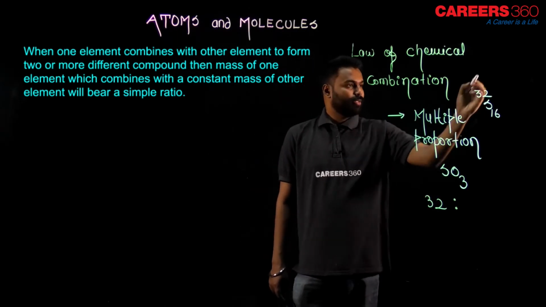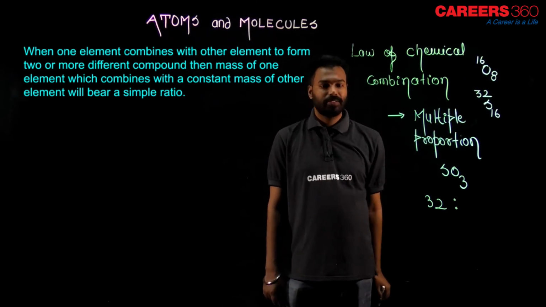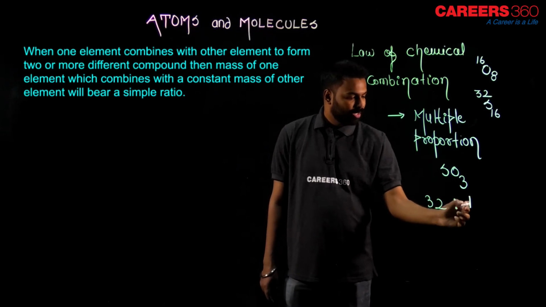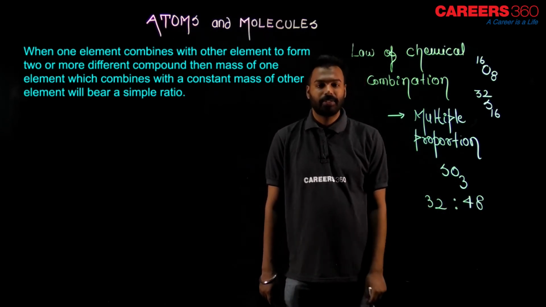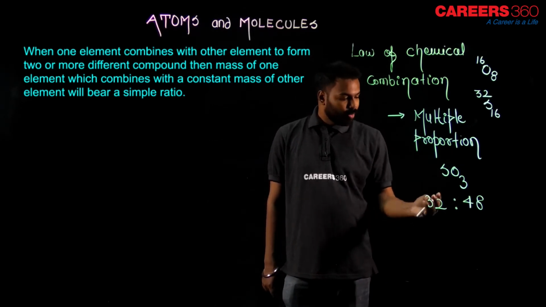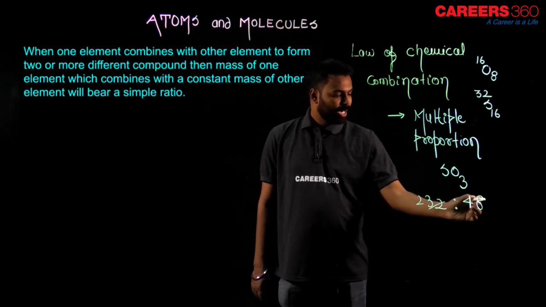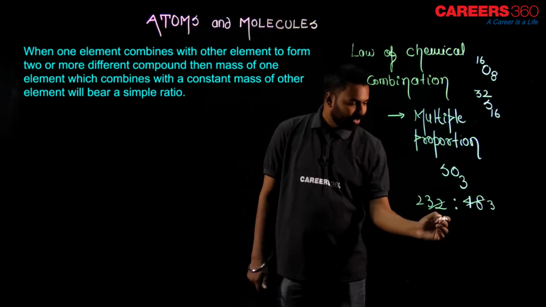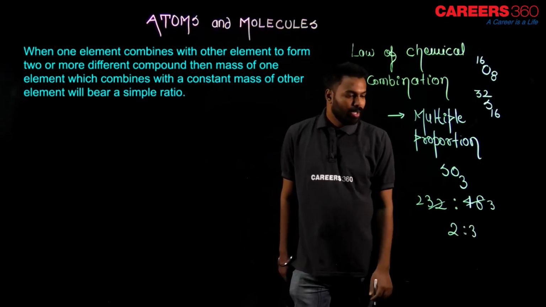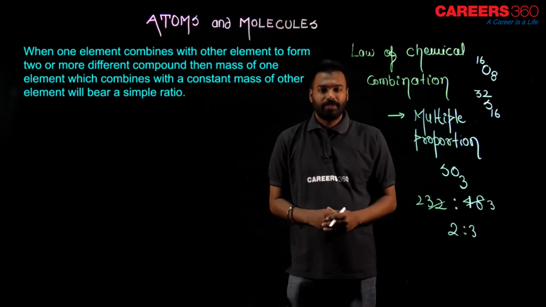And one oxygen. Oxygen has atomic number 8 and mass number 16. For one oxygen, mass number is 16. For 3 oxygen, 16 3s are 48. Now, 32 is to 48. Then what is the simplest ratio for this? We can make it 16 2s are 32 and 16 3s are 48. So, can we write it as 2 is to 3 in simpler form? Yes or no?